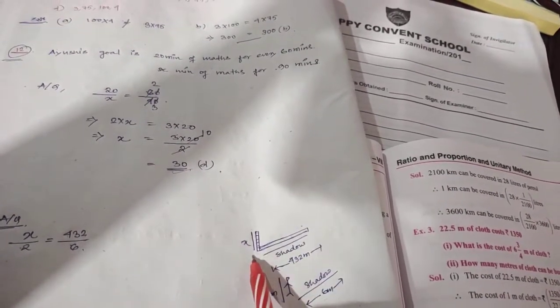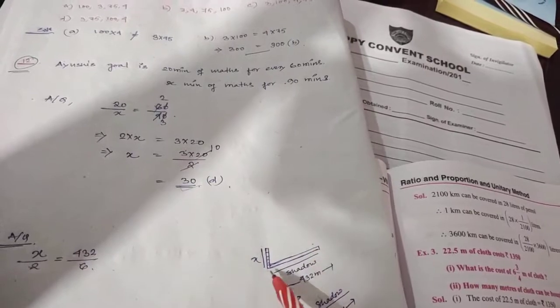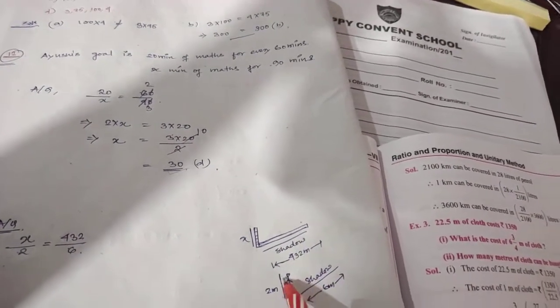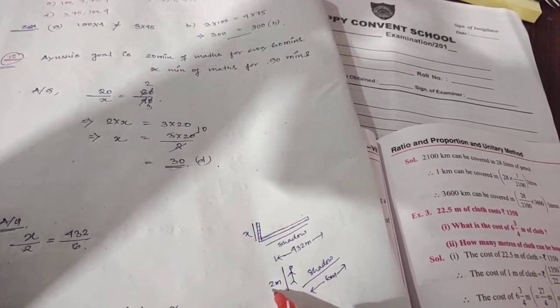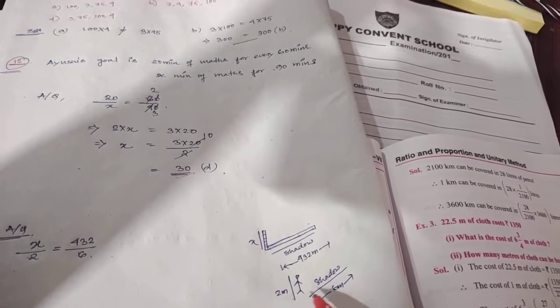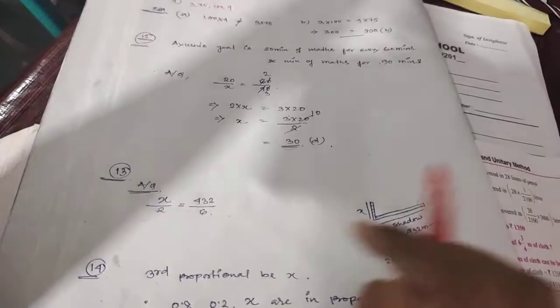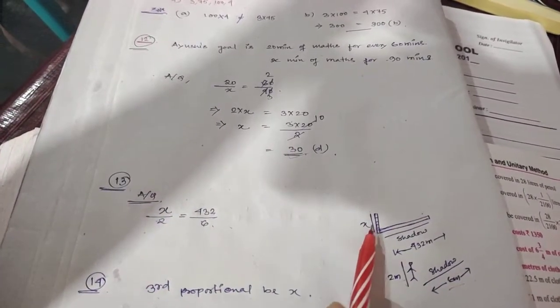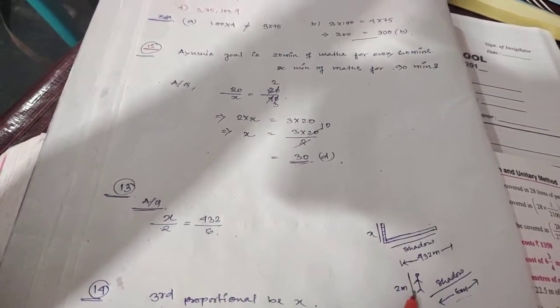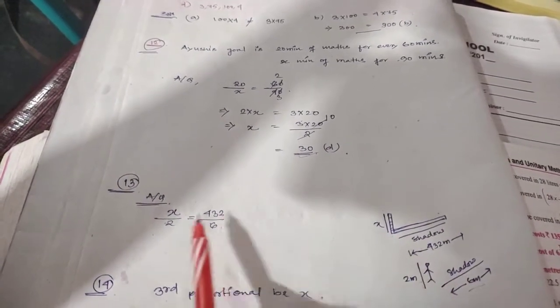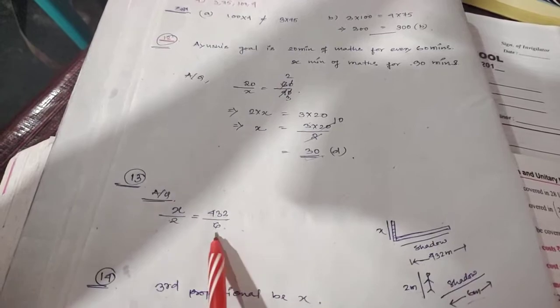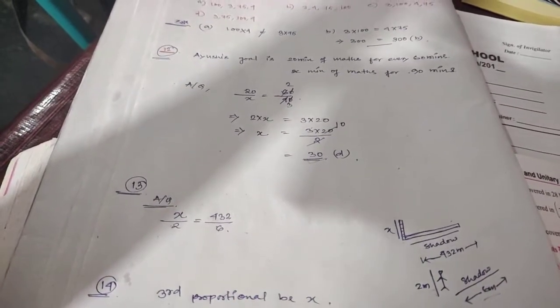So I have taken the height of the building as x and the shadow is 432 meters, and the man's height is given as 2 meters and the shadow is 6 meters. So what you have to do is take x by the original length, then shadow length by shadow length. So x by 2 is equal to 432 by 6. Do the cancellation, you will get the answer.